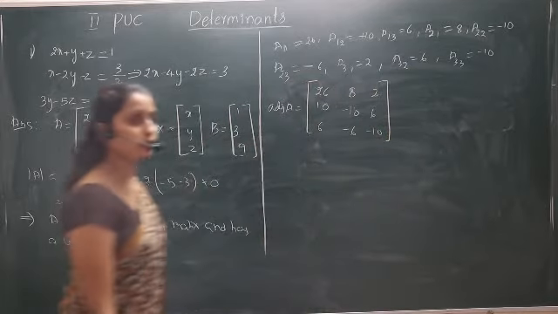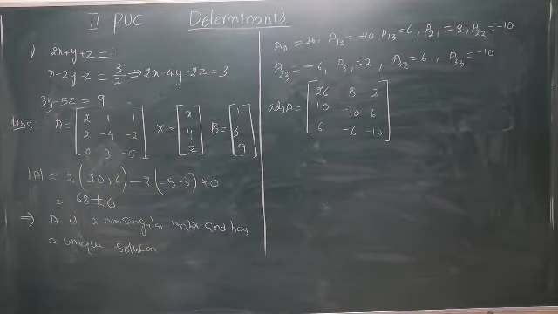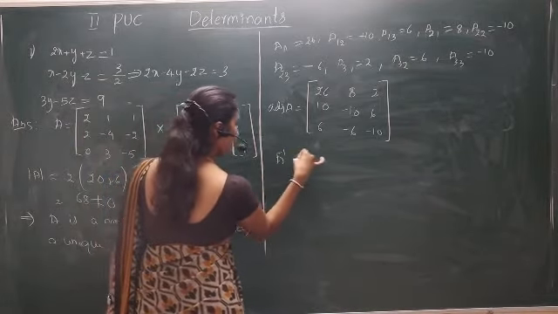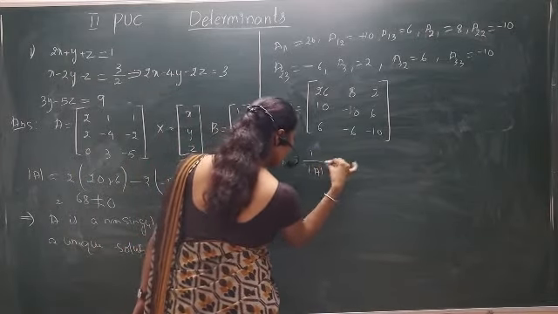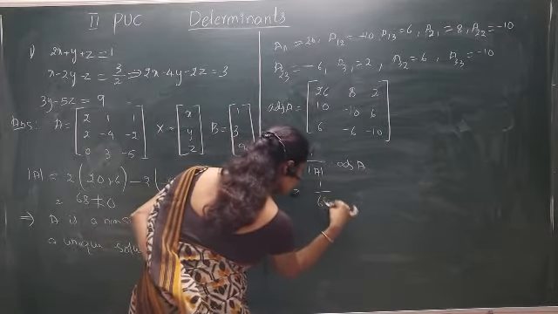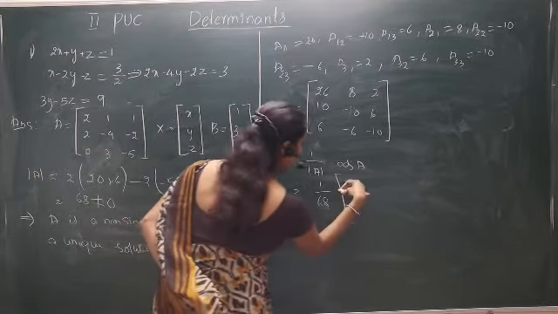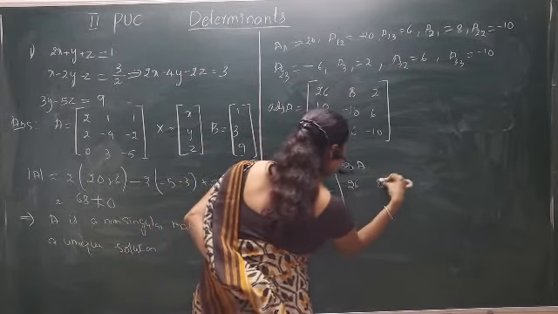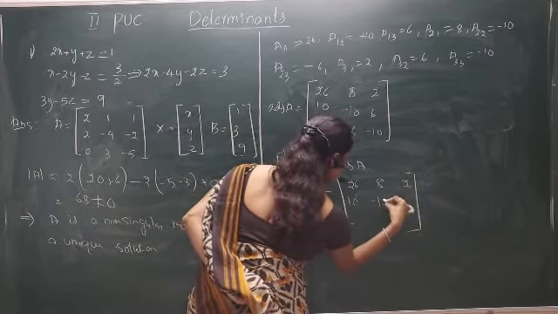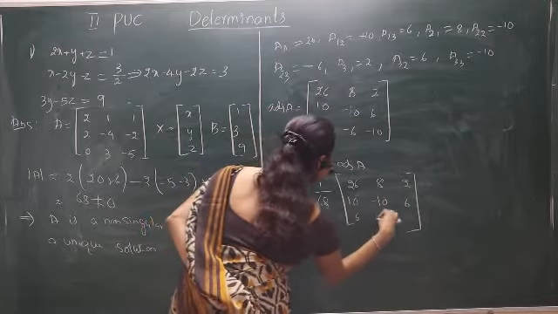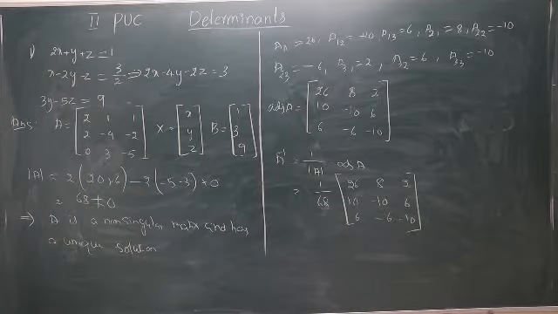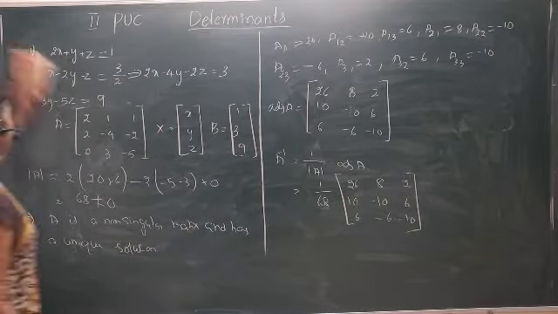After finding the adjoint, we have to find A inverse. Therefore A inverse is equal to 1 by determinant of A into adjoint of A, which is 1 by 68 into 26, 8, 2, 10, minus 10, 6, 6, minus 6, minus 10. I won't multiply, I'll keep that as it is. Next I'll find the value of x.